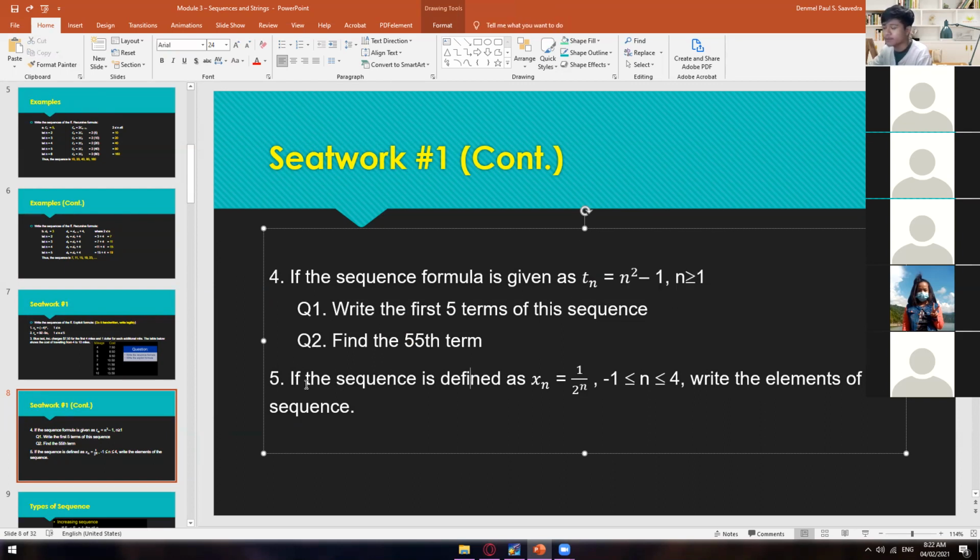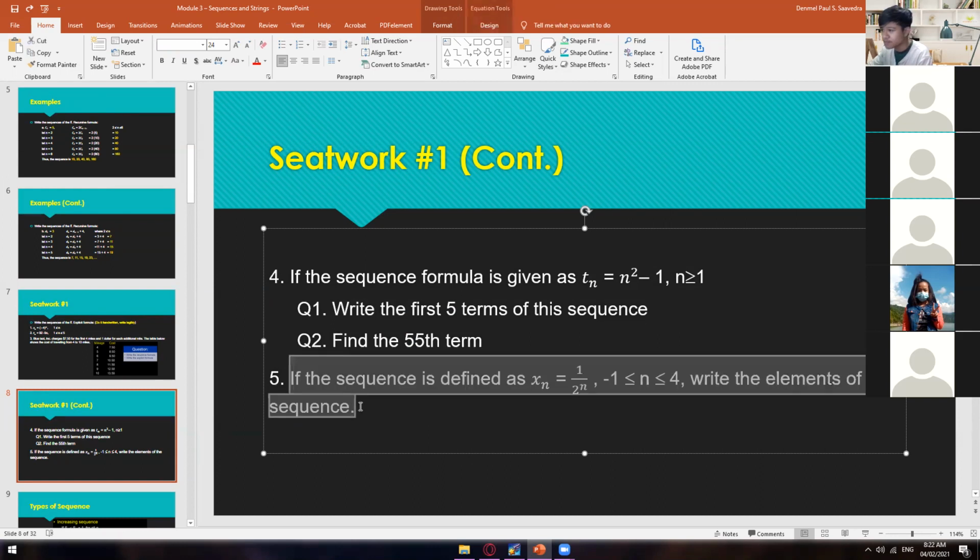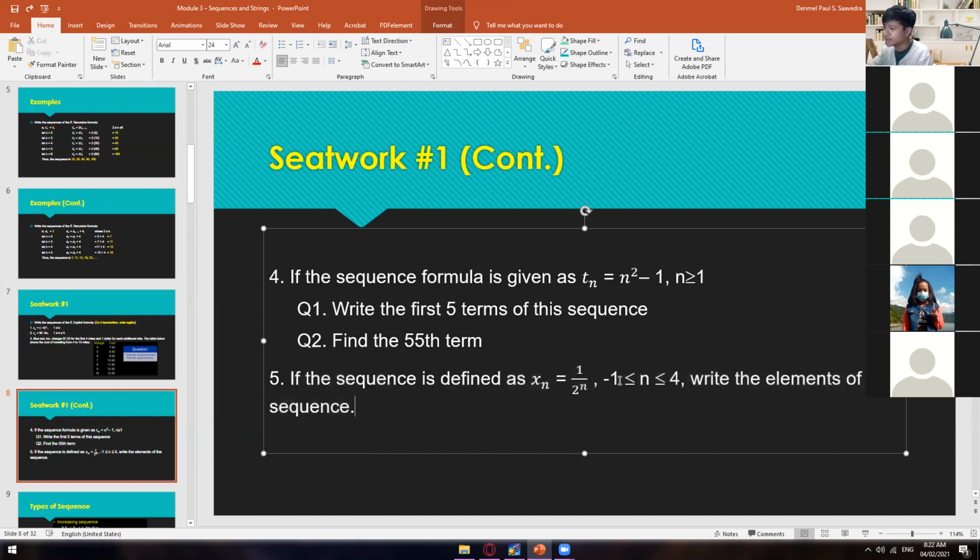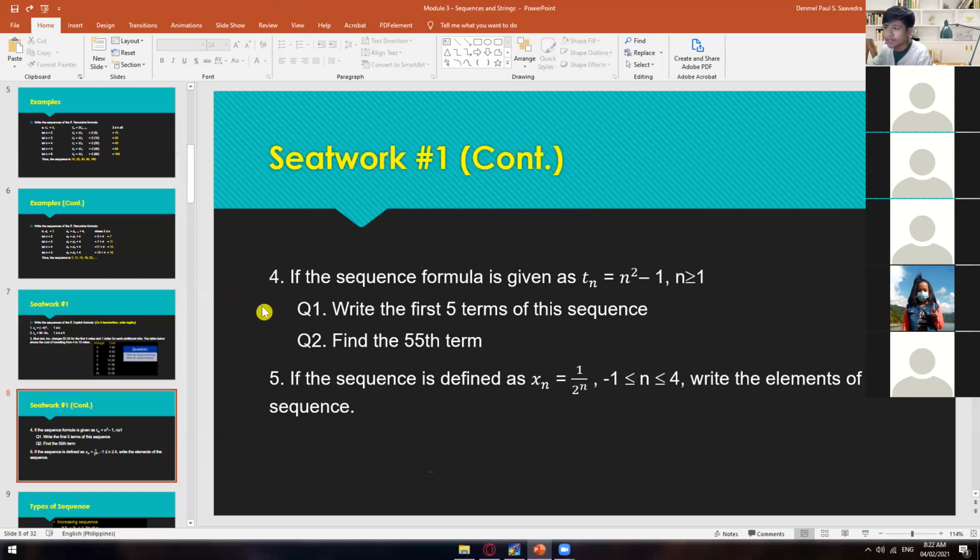Okay. And then for number 5, the sequence is defined as x sub n is equal to 1, 2 raised to n, and your n is ranging from -1 to 4. So write the elements of the sequence. In here, just write the first 5 terms only. You don't need to write everything. So -1 up to 4 only. Okay. So are we clear so far regarding number 4 and number 5?